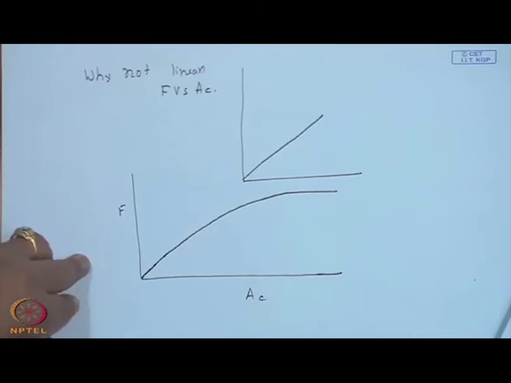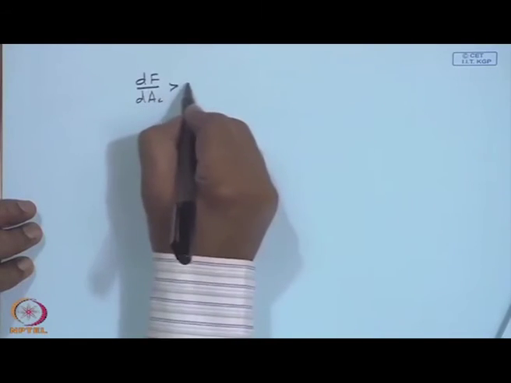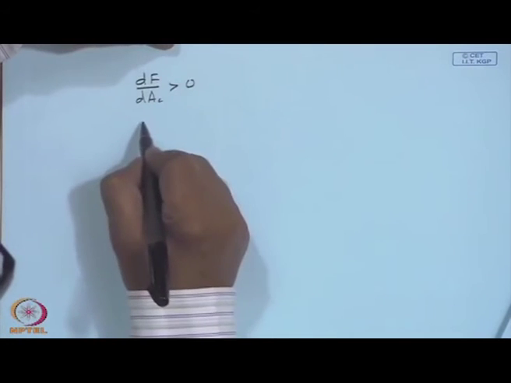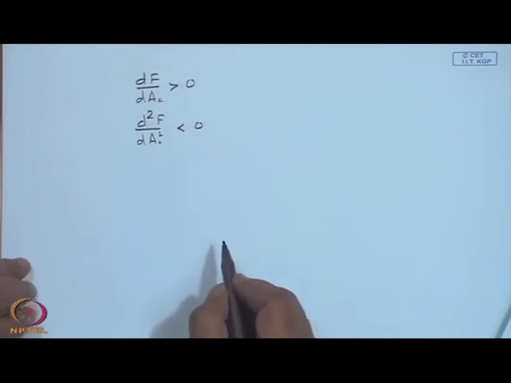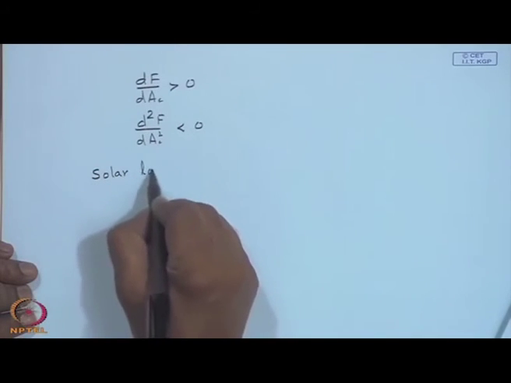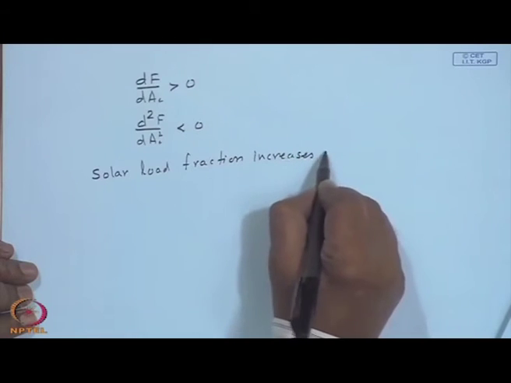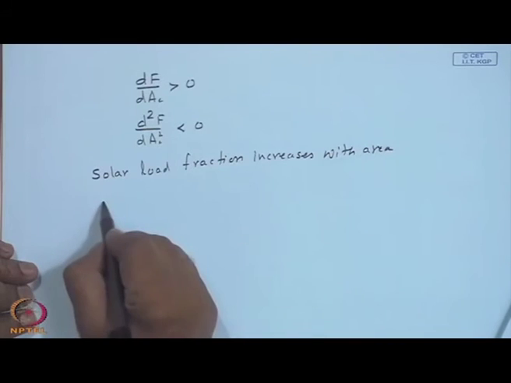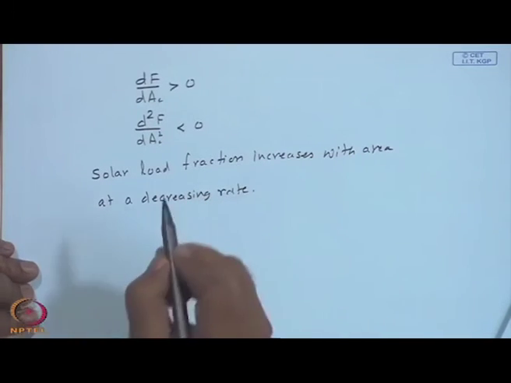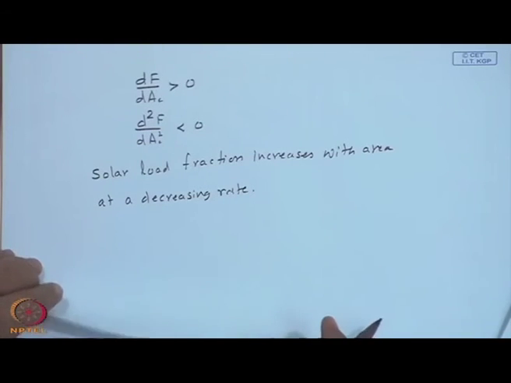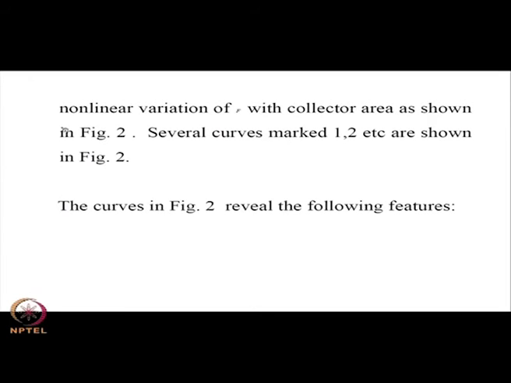So, this is, let us say, in a mathematical sense, dF upon dAC, no doubt is positive, otherwise you won't put any additional area, but the second derivative is negative. In other words, solar load fraction increases with area at a decreasing rate. That is the physical meaning of the first derivative being positive and the second derivative being negative. So, first of all, it is nonlinear.